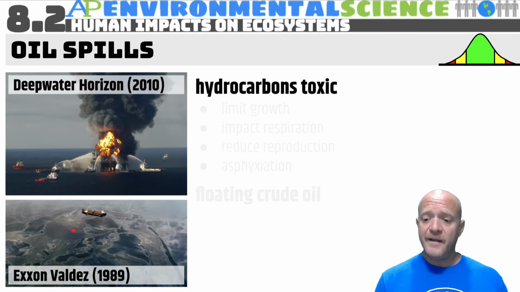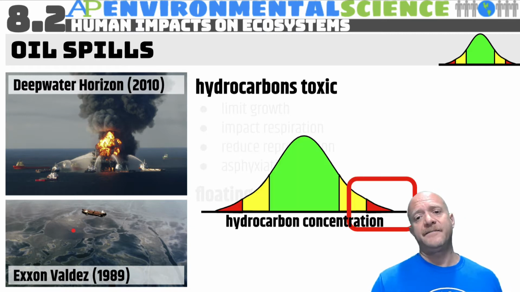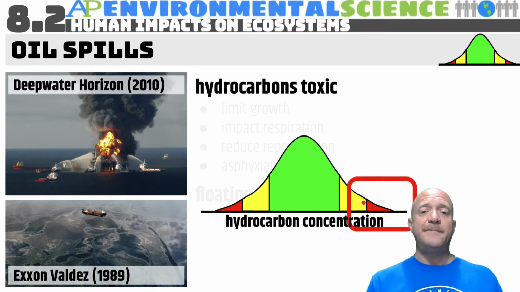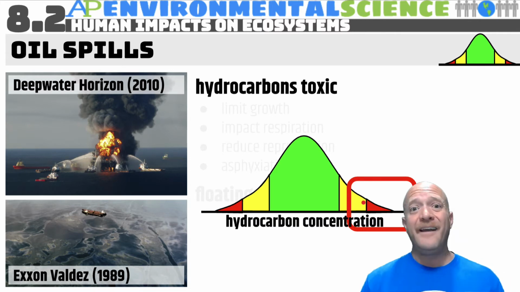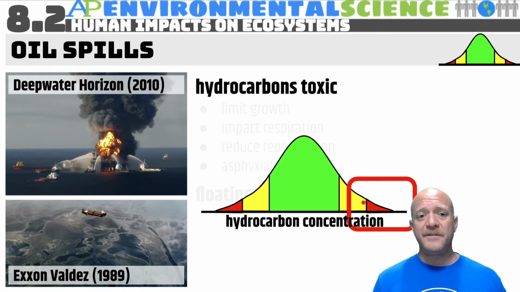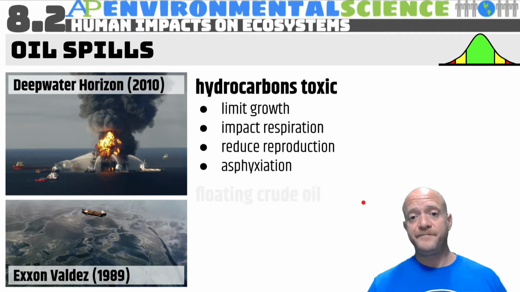It was a lot. But these hydrocarbons are toxic. They're toxic because organisms cannot survive when the hydrocarbon concentration is too high. Hydrocarbons are what's present in crude oil. Remember, there's different types, and a hydrocarbon just means there's hydrogen and carbon. Like ethane, propane, methane, all of those are hydrocarbons, and there are many of them present in crude oil.